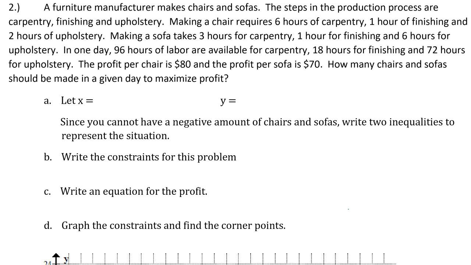In one day, 96 hours of labor are available for carpentry, 18 hours for finishing, and 72 hours for upholstery. The profit per chair is $80 and the profit per sofa is $70. How many chairs and sofas should be made in a given day to maximize profit?